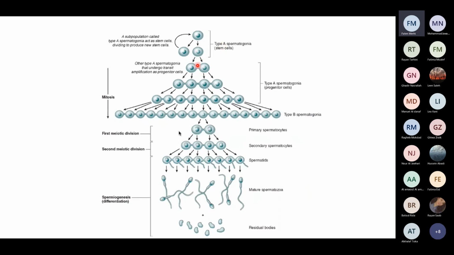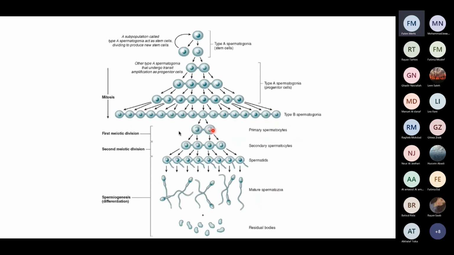So they will keep on dividing, and this cell will divide by mitosis, and those also will divide by mitosis to give other spermatogonia. So we will have many mitotic divisions and proliferation, and at a certain moment, those type B spermatogonia will enter a growth phase, so they will increase in size.